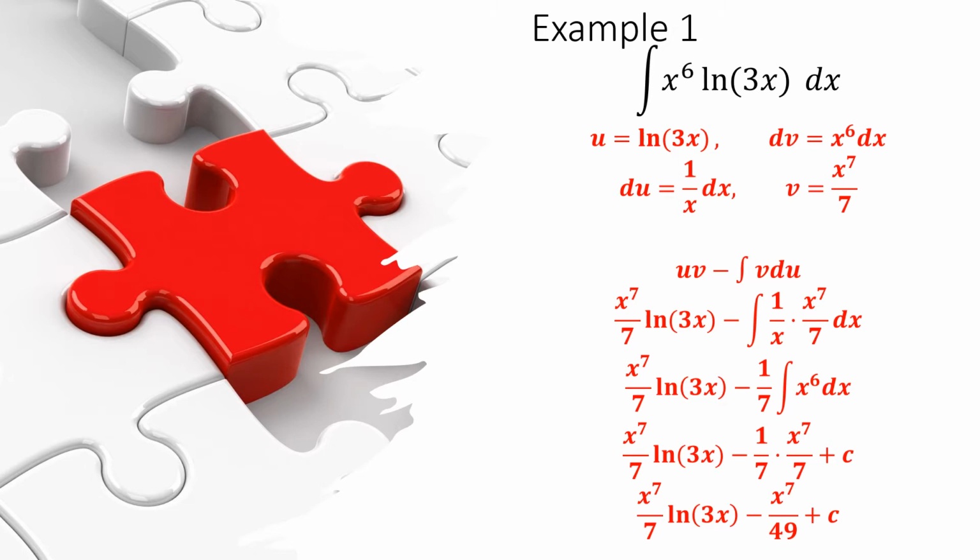And lastly, I'm just going to clean it up totally, make it look really good. So I'm going to have x to the 7 over 7 ln 3x minus x to the 7 over 49 plus c.